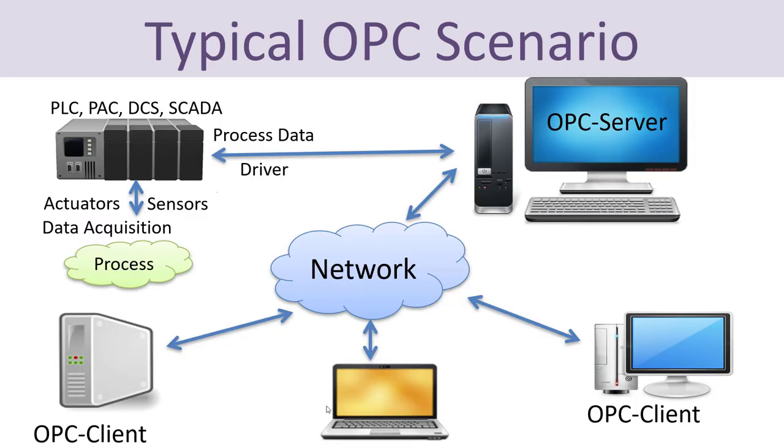So here you see a typical OPC scenario. Here you have an OPC server that is handling the communication between the different OPC clients and stores the data. So here we typically have a PLC or a SCADA system that is retrieving data from a process or controlling a process, and then typically this PLC or SCADA system sends process data to the OPC server for storage. And then we can have different OPC clients that are either retrieving data from the server, or you can also have OPC clients that are writing data to the server. So this PLC or the SCADA system here is an OPC client that is typically writing data to the OPC server.